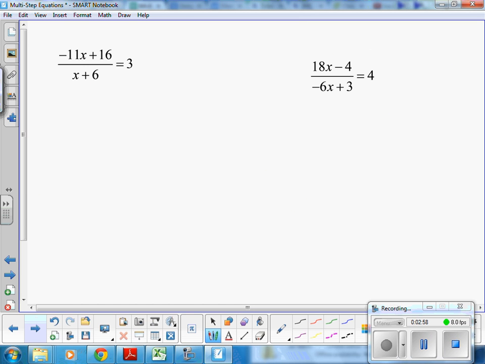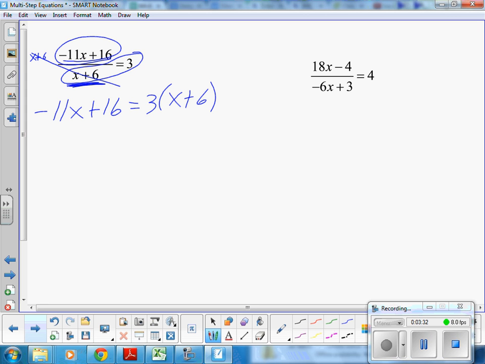Next problem, here we are. We're going to do the same thing. Even though there's all this mess on the top, we're going to do the same thing. I'm going to multiply right there. I'm multiplying both sides by the x plus 6. The left side, it's going to cancel. X plus 6 is going to cancel with the x plus 6. So I'm left with, in this case, this part on my left side. Doesn't matter, though, if you have it on the left side or on the right side of the equal sign. And that is going to equal, again, the 3 times x plus 6.